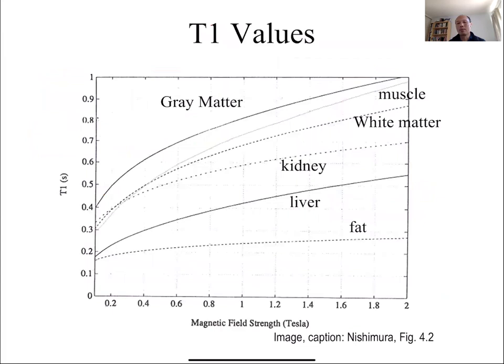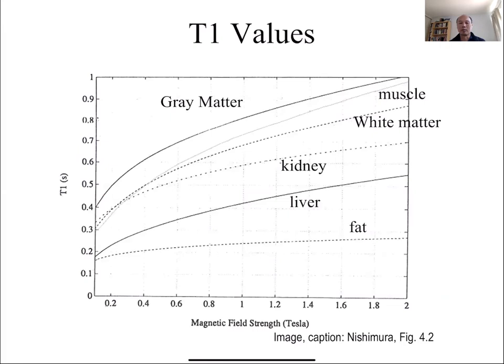And why that matters is because different tissues actually have different T1s. When we get into the chemistry or the biophysics of it, we'll understand a little more why they have that. But because different tissues recover with different relaxation rates, it means that we're going to be able to create images that have contrast between different tissues.